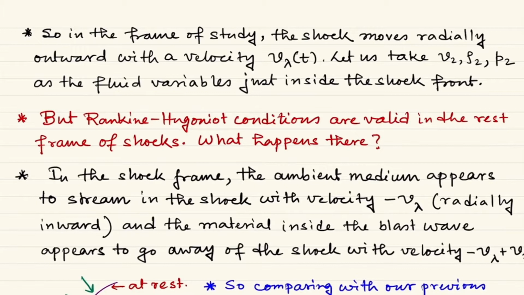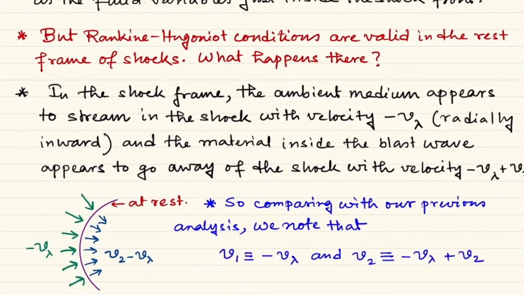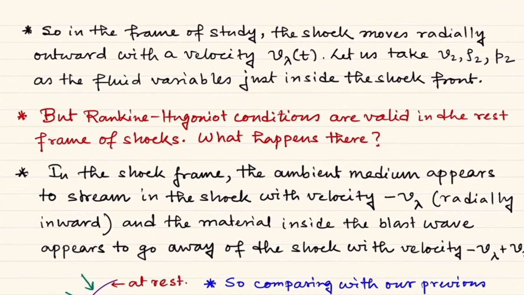Now in the frame of study which we are now talking about, the shock moves radially outward with a velocity v lambda, which is a function of t. Now you can easily see here, this shock front is moving in the outward direction with a velocity v lambda, radially outward. Now let us designate v2, rho2 and p2 as the fluid variables just inside the shock front. Now that is completely okay.